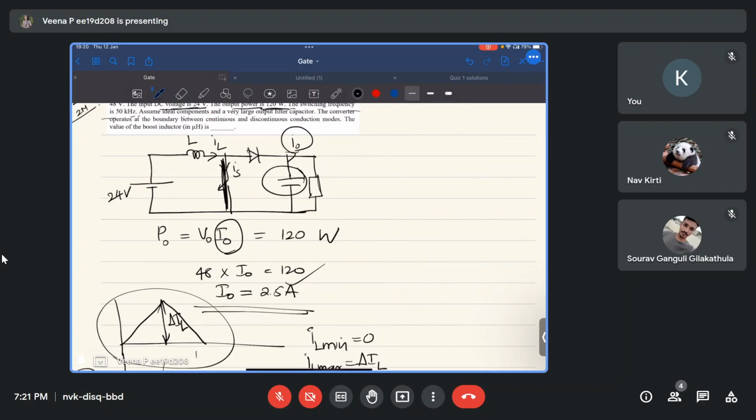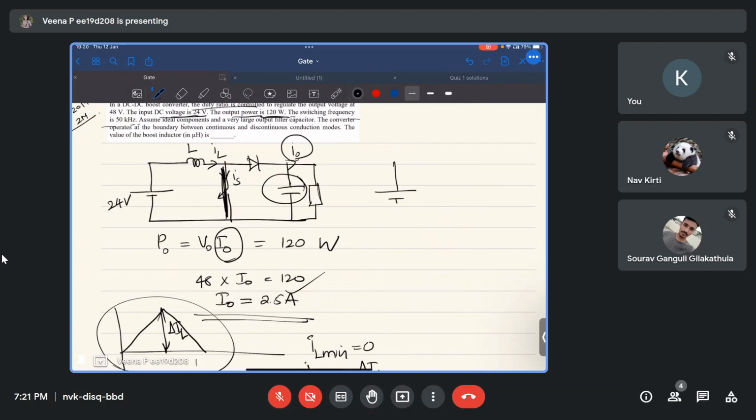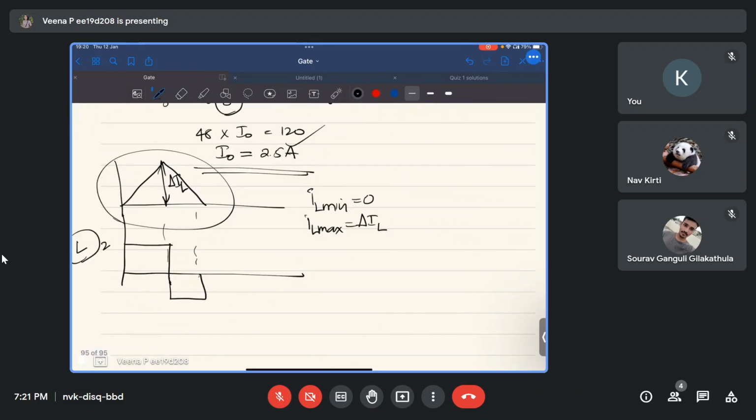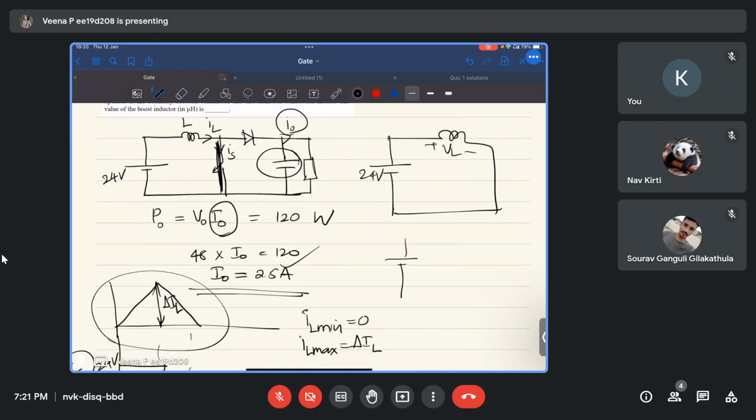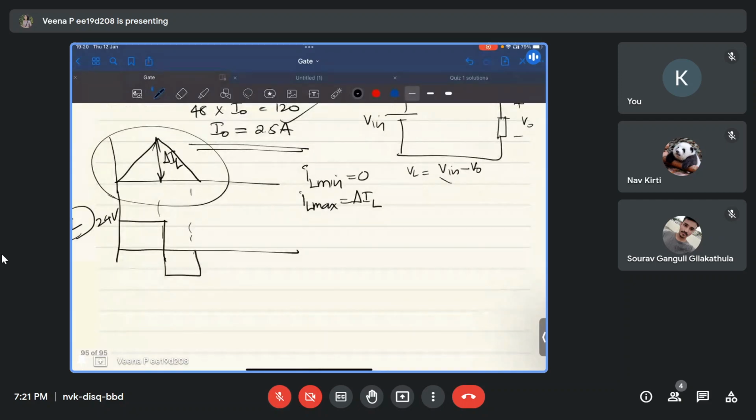So when the switch is on, the inductor voltage is the same as the input voltage. When the switch is off, the diode will be conducting. In this case, the inductor voltage will be input voltage minus output voltage. Since we know that in a boost converter, input voltage is less than output voltage, this value will be negative.